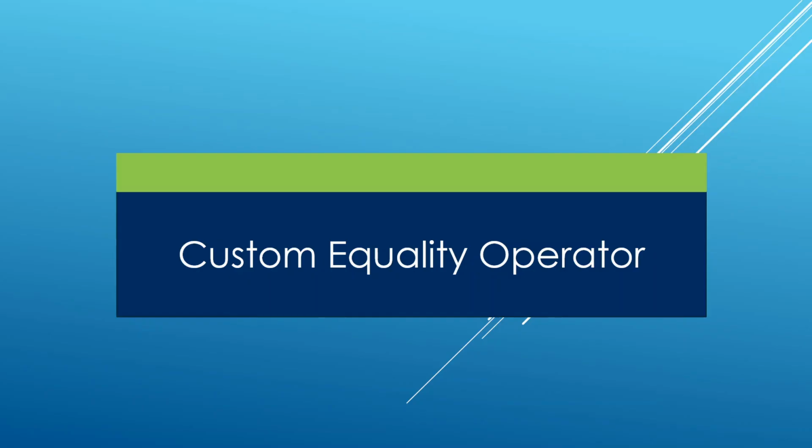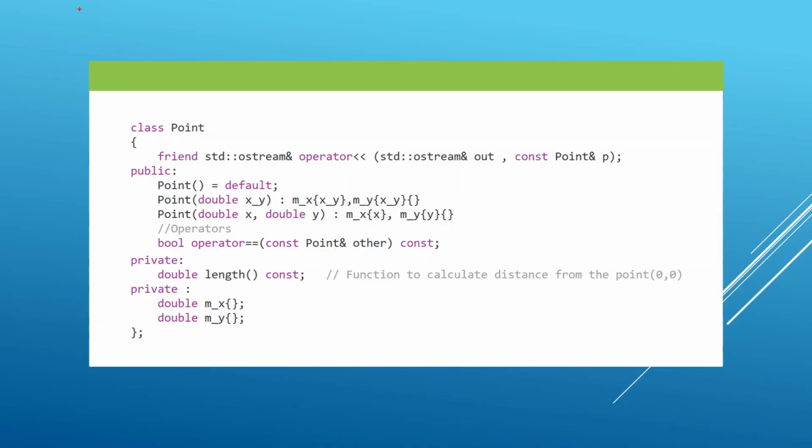In this lecture, we're going to see that sometimes you need to set up your own custom equality operator, especially if the default one generated by the compiler doesn't suit your needs. And we are going to look at an example.